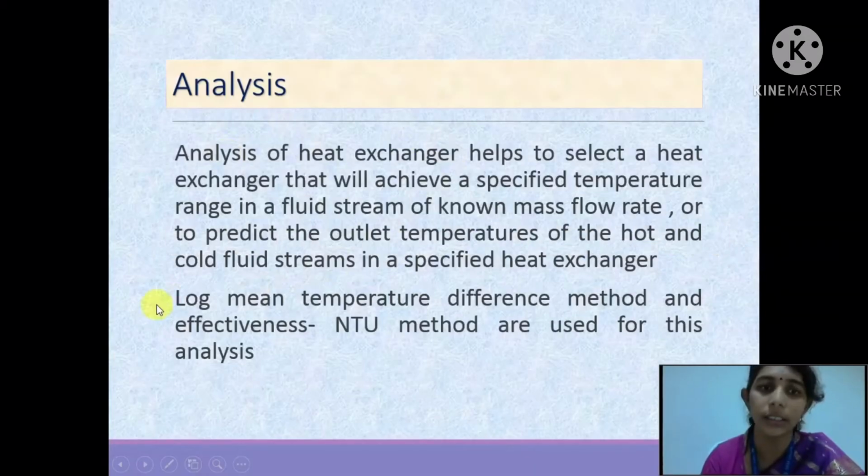For the first method, the log mean temperature difference method is fine. For the second case, the effectiveness NTU method is suitable. I'll tell you why.